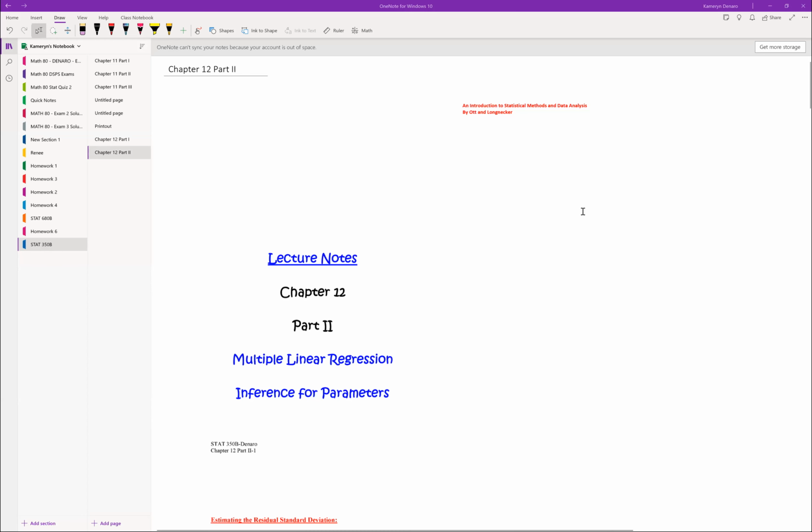Hello, everyone. We're working through Chapter 12, Part 2, of An Introduction to Statistical Methods and Data Analysis by Ott and Longnecker. We're going to be reviewing multiple linear regression, inference for parameters.